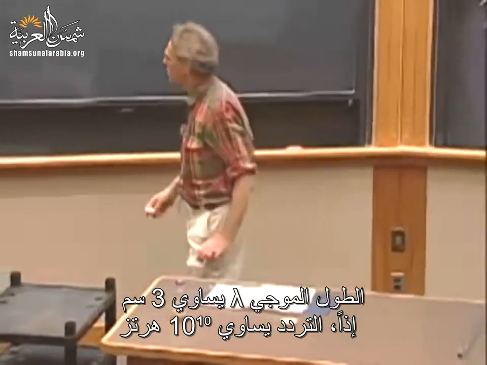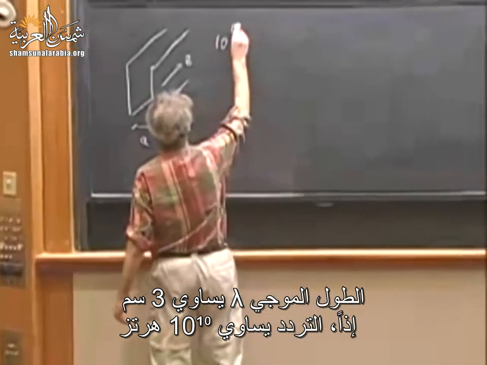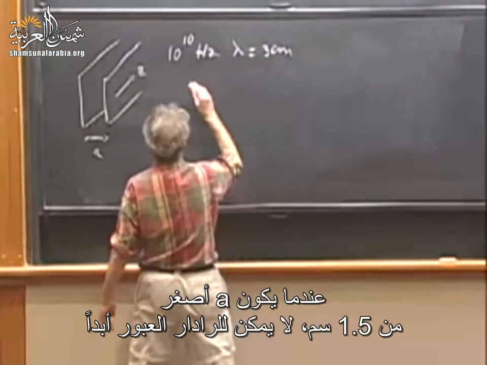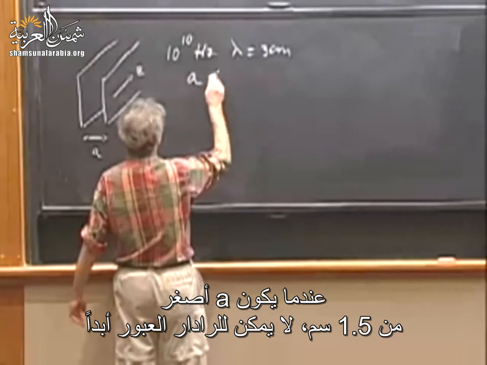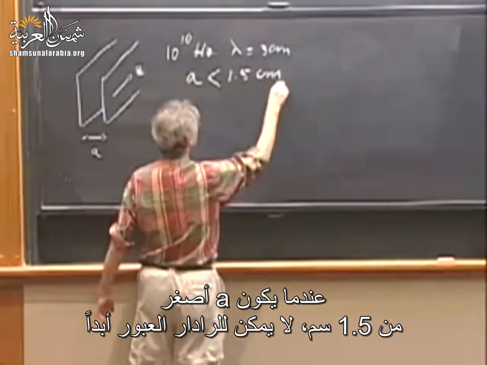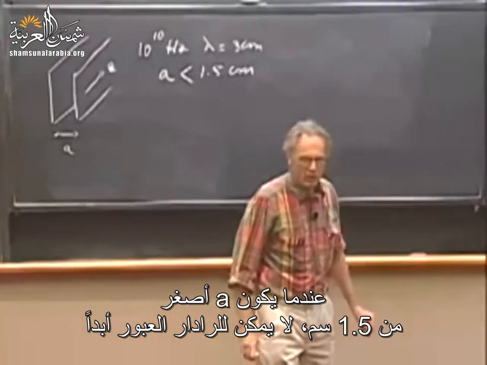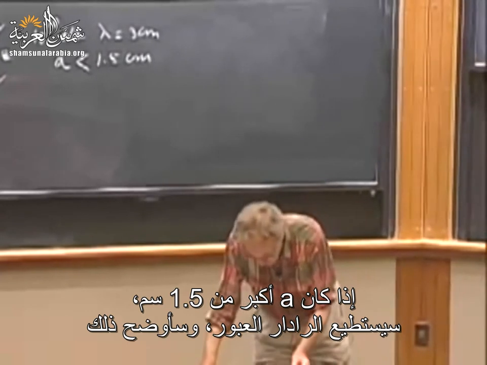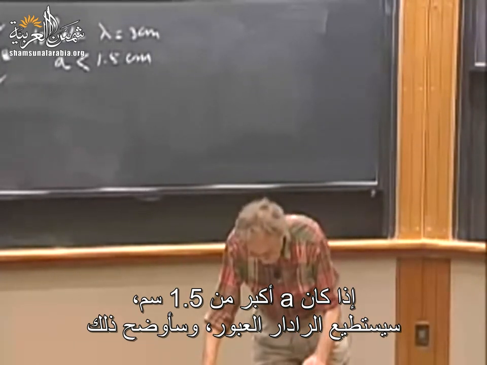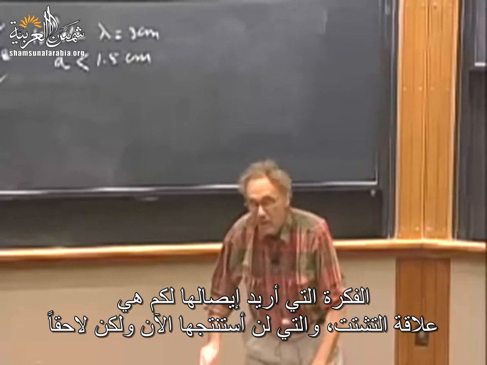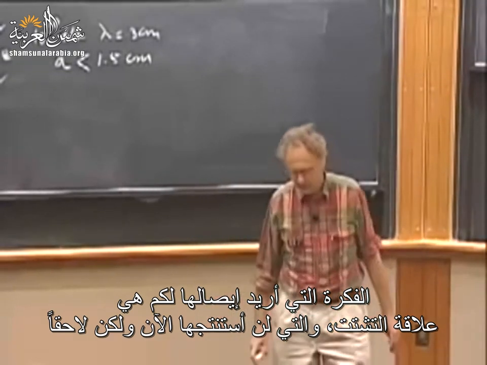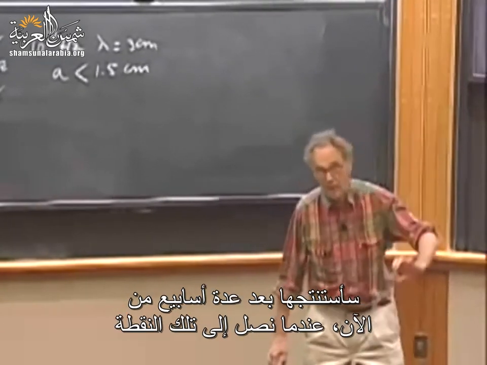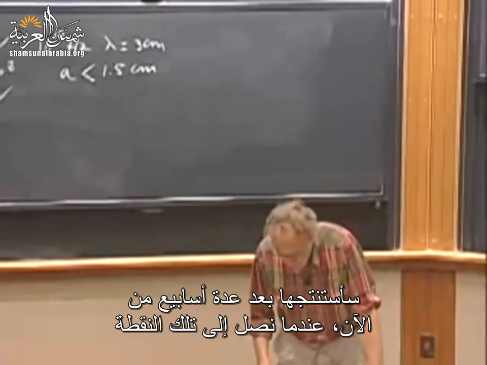The wavelength, lambda, is 3 centimeters. So this is 10 to the 10 hertz. So lambda is 3 centimeters. When a is less than 1.5 centimeters, radar cannot go through anymore. If it's larger than 1.5 centimeters, it can, and I will demonstrate that. But what is behind that, and that's really what I want to get across, is the dispersion relation, which I will derive, but not now, but a few weeks from now when we reach that point.